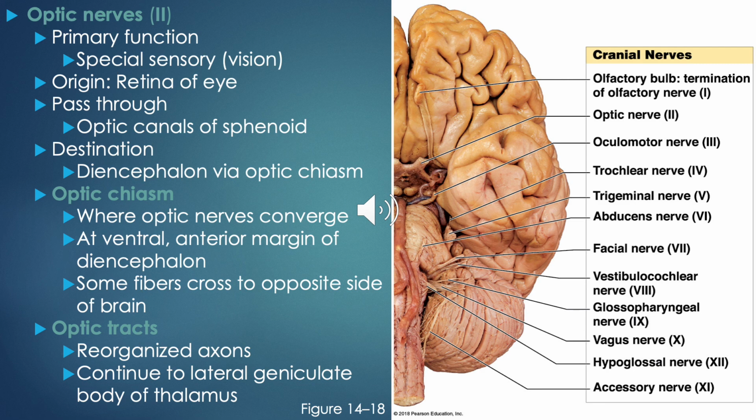So if you look at figure 14-20 on the right, you're going to first locate the optic nerve, and you can see it's transected. And then you'll see that it kind of has a U-shaped area where the other side's optic nerve is also transected. That area where they meet, that is the optic chiasm. So the optic chiasm is where the optic nerves converge, both the right and the left, and that's the point at which some fibers are going to cross over onto opposite sides of the brain. The optic tracts are going to reorganize those axons, and that continues on to the lateral geniculate body of the thalamus.